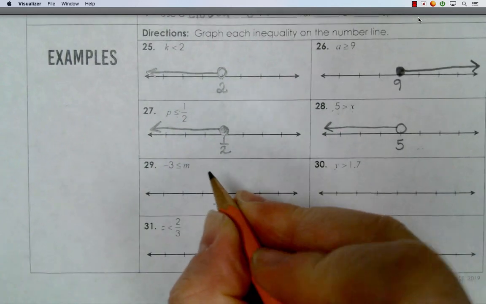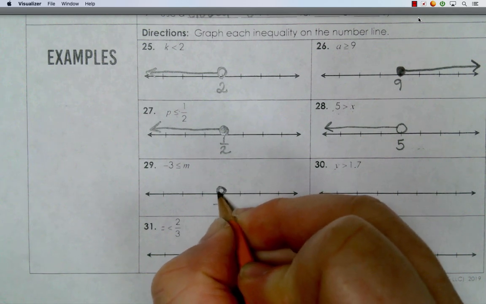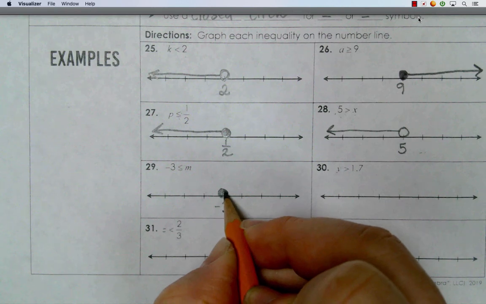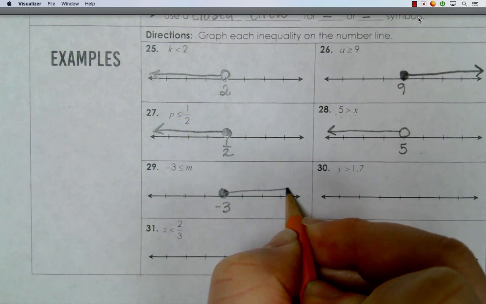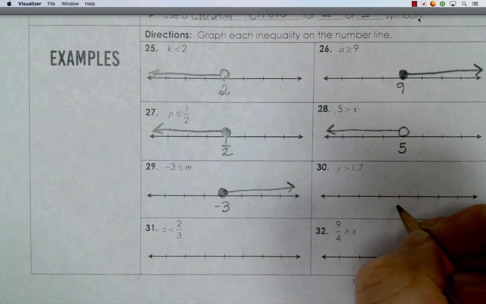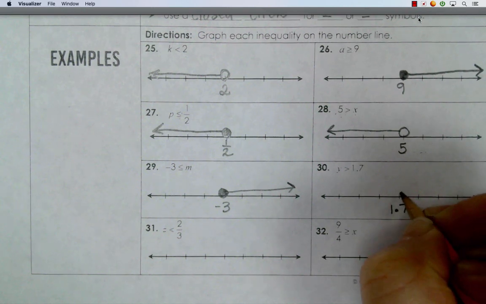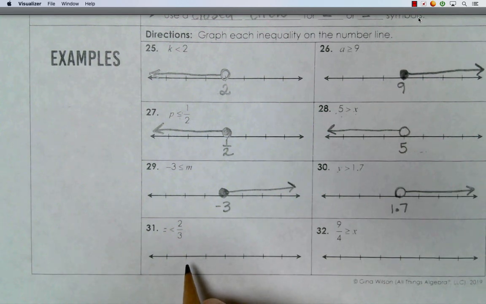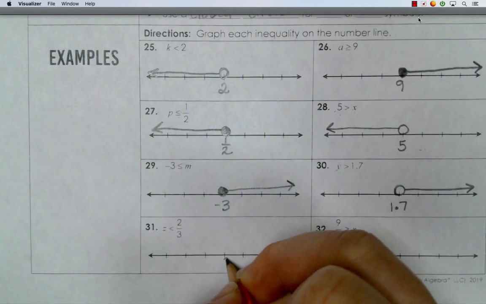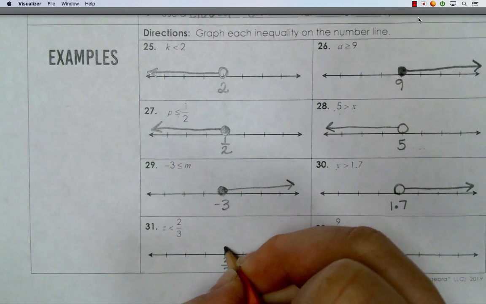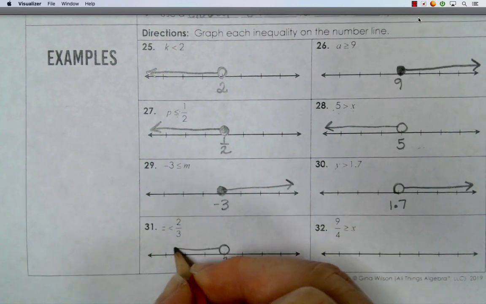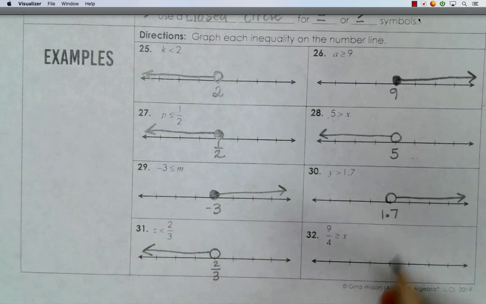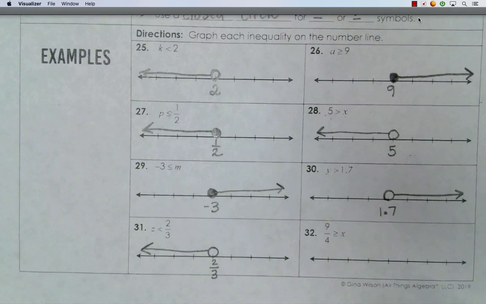-3 is less than or equal to, closed circle, less than or equal to M. So M is actually going to go this way, bigger. Y is greater than 1.7, open circle to the right. Z is less than 2/3. So less than, it's going to go this way. Because we have to see, sometimes our variables are on the opposite side, but that's why we have to really read and think about what it means.